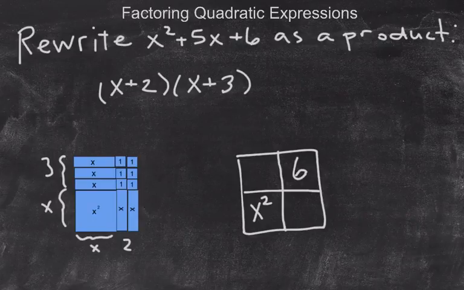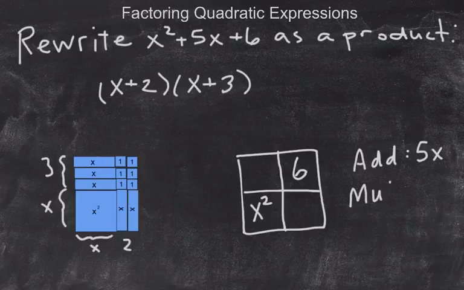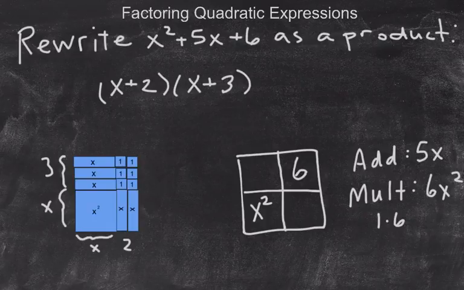I know that my 2 empty spaces need to add to 5x, because that's how many x tiles I have to use. And I want to multiply to the product of the diagonal that we do know. So 6 times x squared is 6x squared. I'll be showing you why that's true in the next slide. So if I think about the multiples of 6, I've got 1 times 6 and 2 times 3.